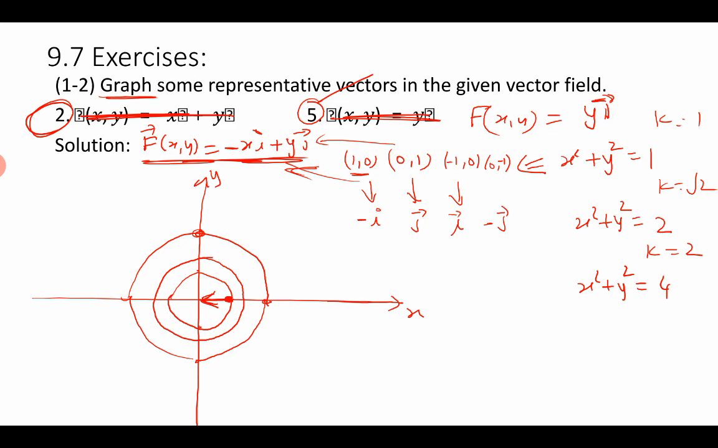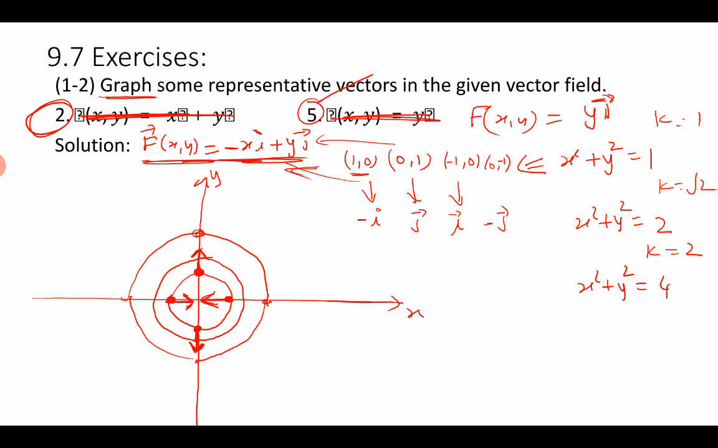Second point, 0 comma 1 is here, and here is the j direction. In this direction you are moving 1 unit. Third point, you are here, negative 1 comma 0. The i vector is this direction, negative i in the opposite direction. Fourth point, you are here, 0 comma negative 1, which is the negative j vector. The j vector is upward, negative j vector is downward 1 unit.